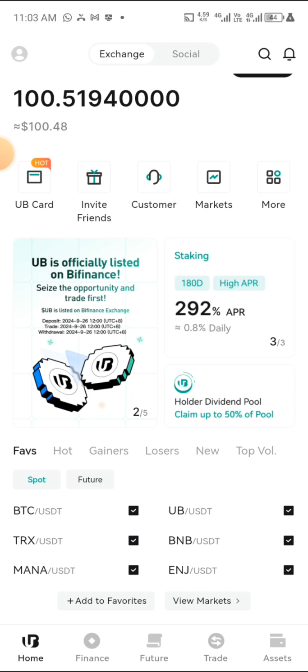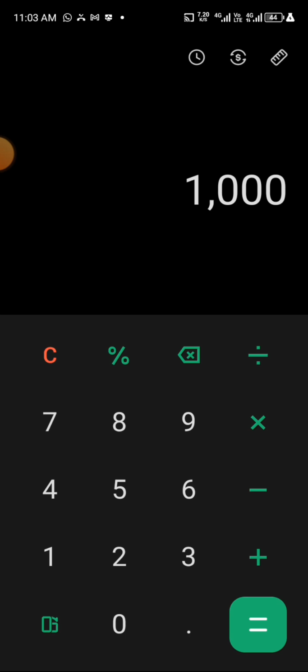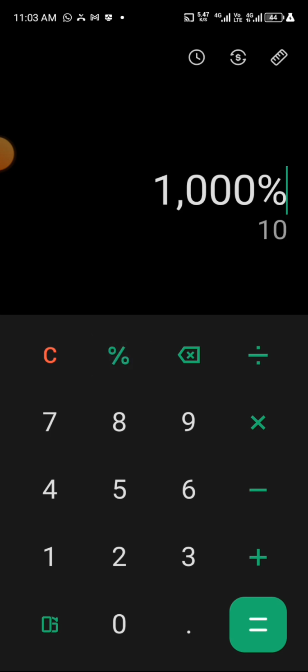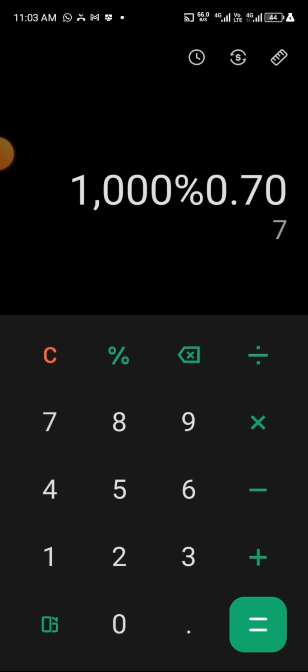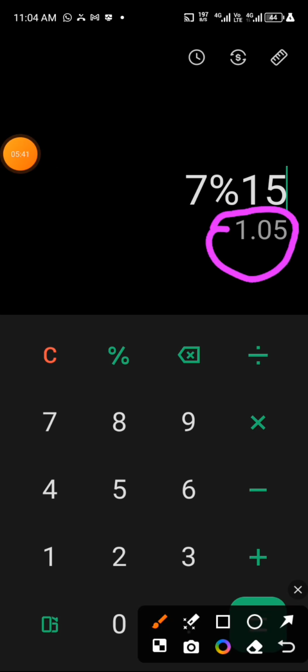Let me show you how much you'll be earning. So right now I head back to my calculator, and let's do the calculation. Let's say your team has $1000 in capital. Your team will be making 0.70% of it, which is $7 every day. Then you will be making 15% of that $7 every day. That is $1 every day. You will be making $1 every day without even doing anything.